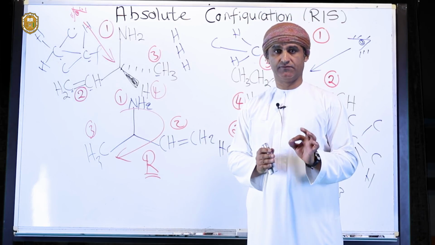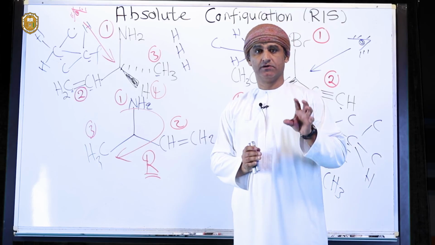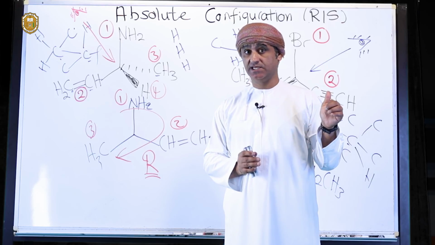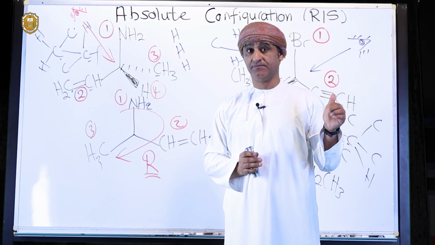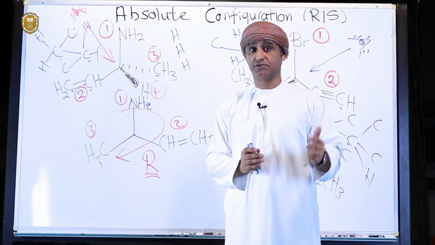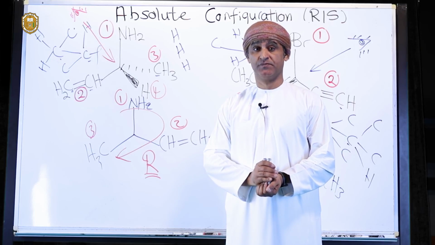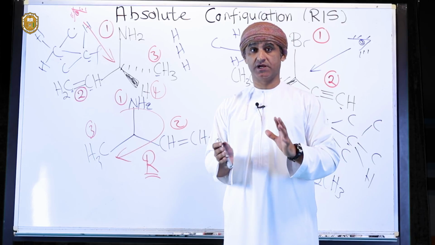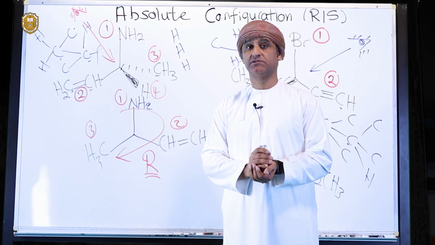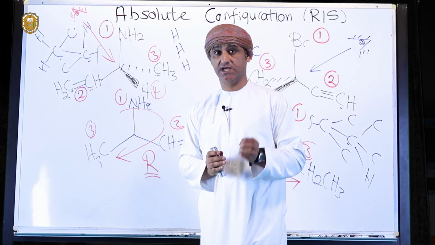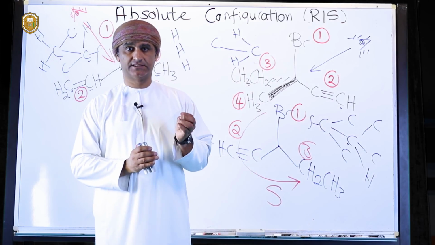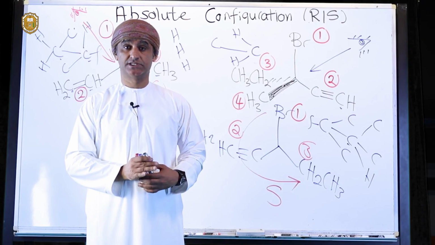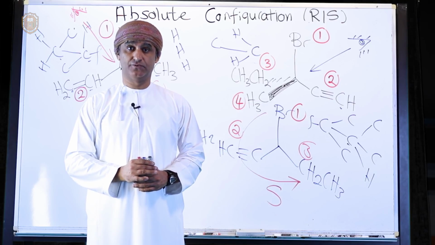In conclusion of all of these examples, we mention the rules again. We always assign priorities based on atomic number as rule number 1. Rule number 2, we look at the molecule so that the lowest priority group is away from us or behind. And of course, there are different ways of tetrahedral representation, so we have to exercise care in that task. If the rotation is clockwise, it's R. If the rotation is counterclockwise, it's S.